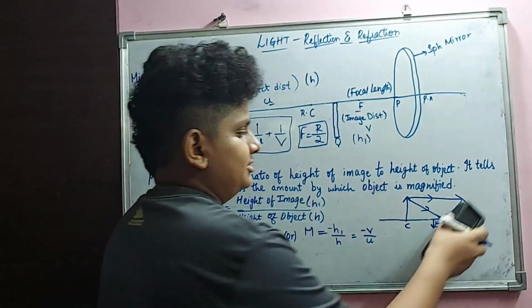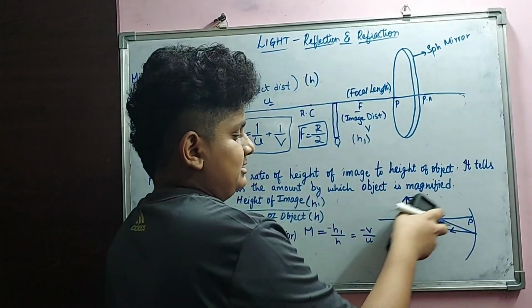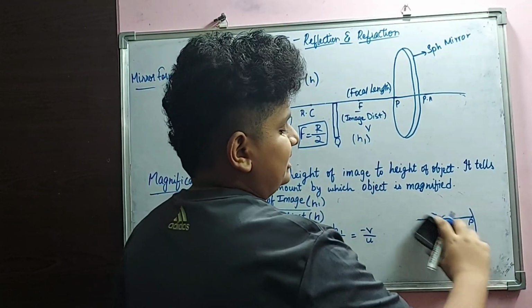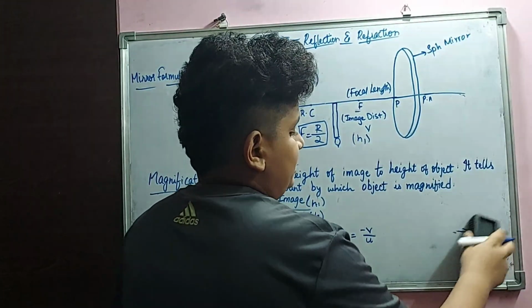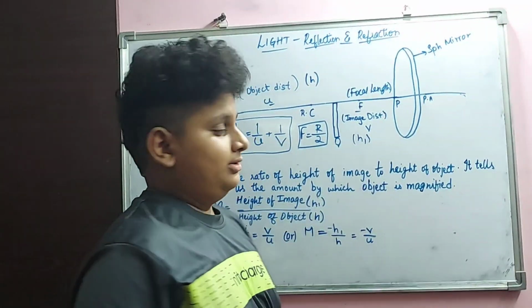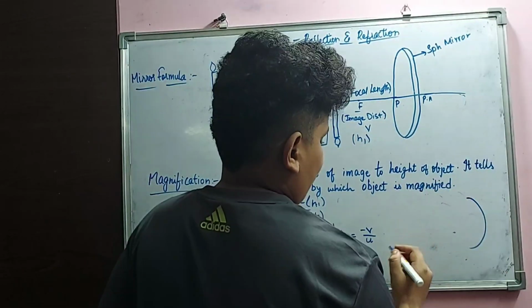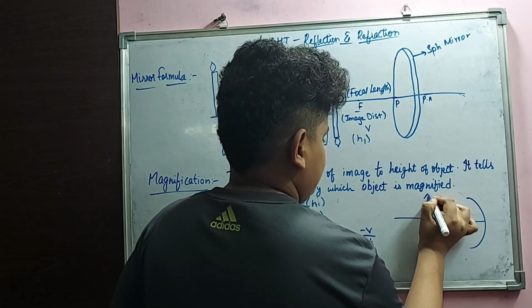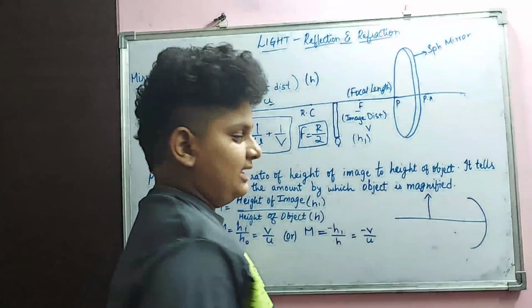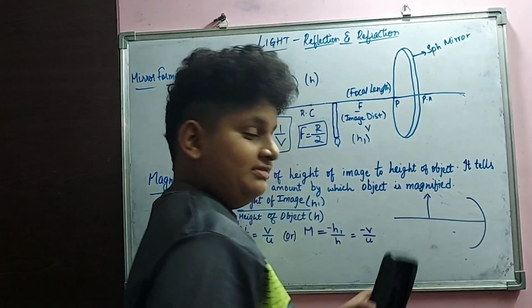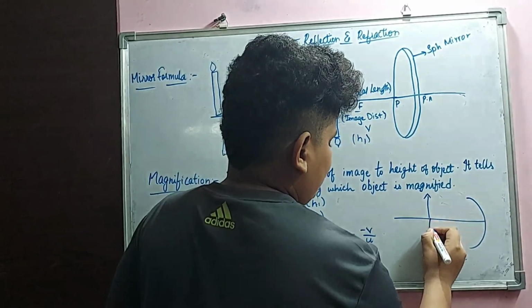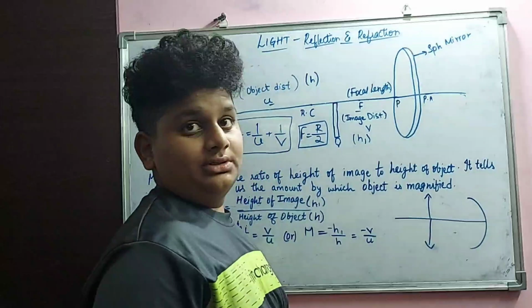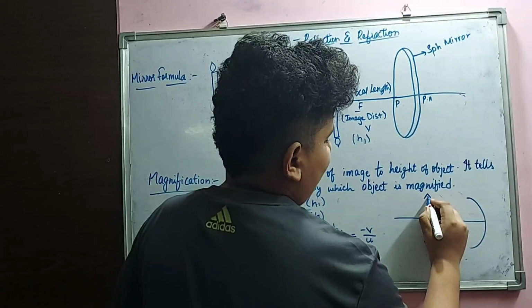Let us see the concave mirror when the image is the same size. The object and image are the same size, and the image will be just below the object. Here is again a concave mirror with the principal axis. Here is the object. If the size is the same, the image will also be just below it. Let's see the ray diagram for this.